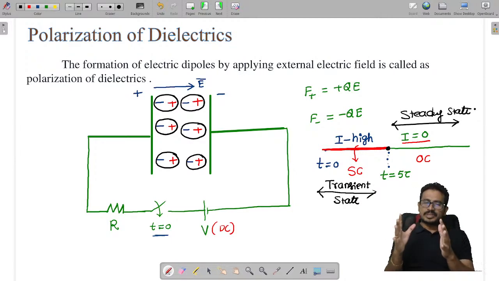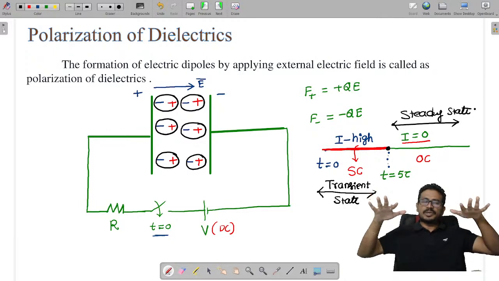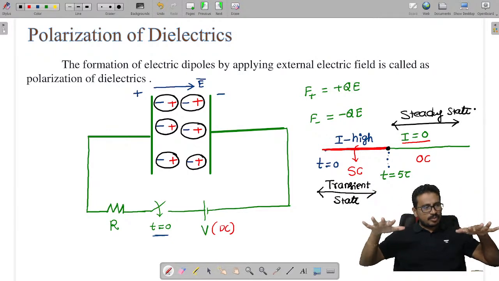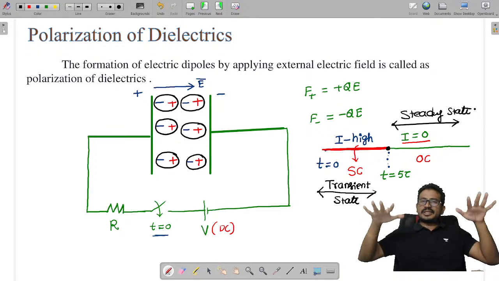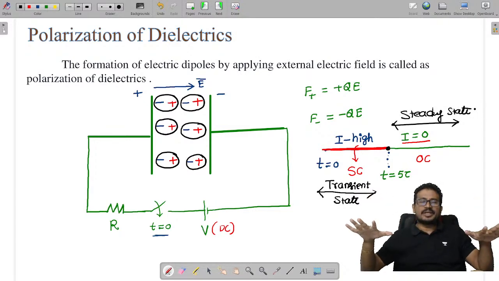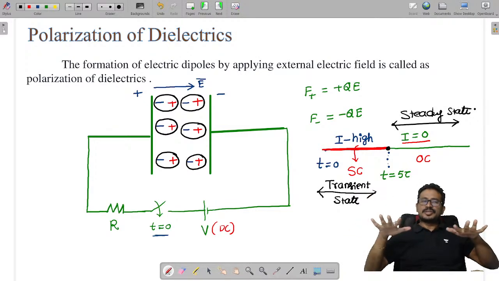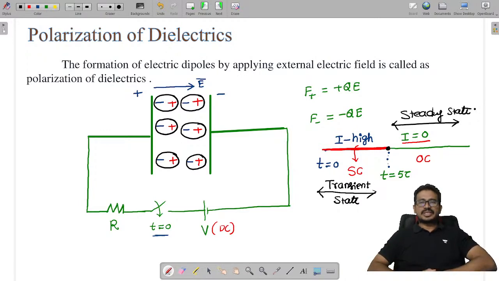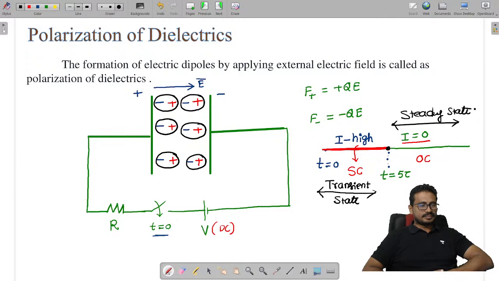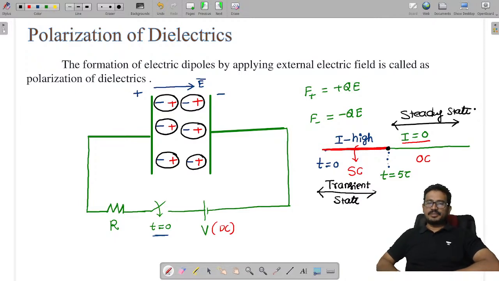But once the dipole has been formed, there is no further movement of charges. The charges are kept stationary completely. That scenario we call a steady state. Is it fine, all of you tell me?